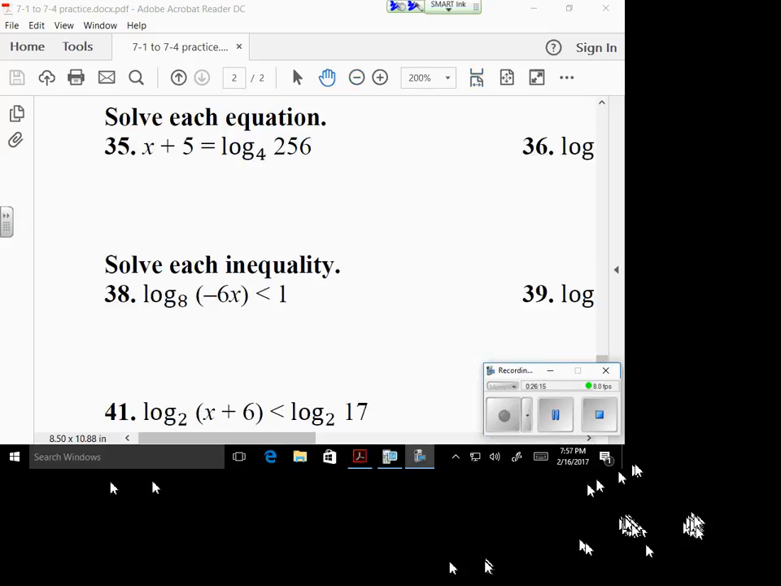Number 35, we'll take 4 to the x plus 5 power is equal to 256. 256 is 4 to the 4th. So x plus 5 must equal 4, which means x equals negative 1.